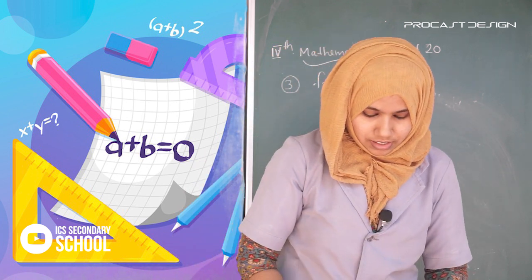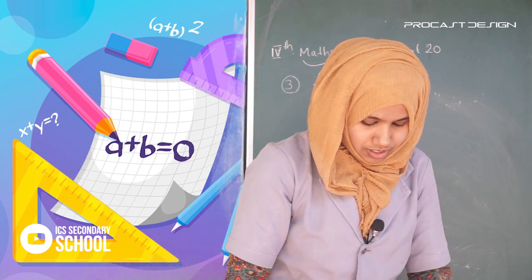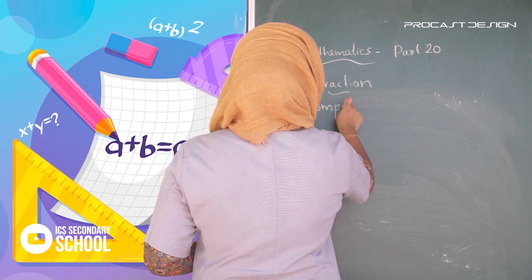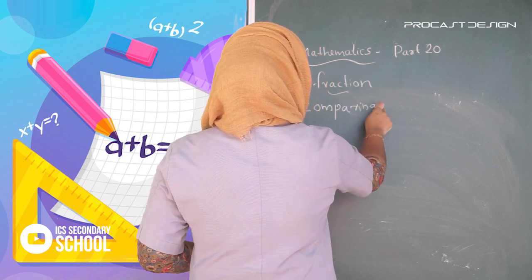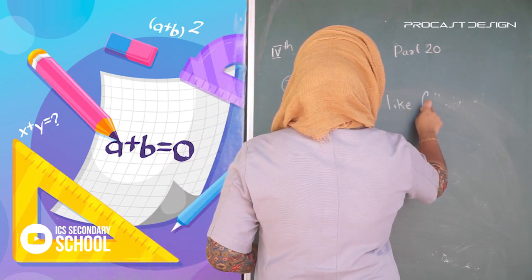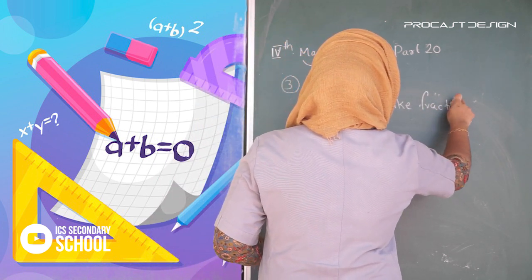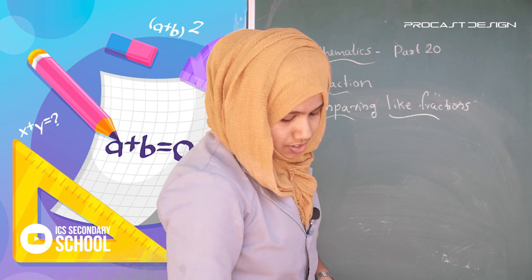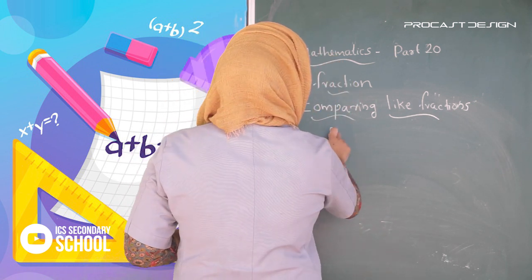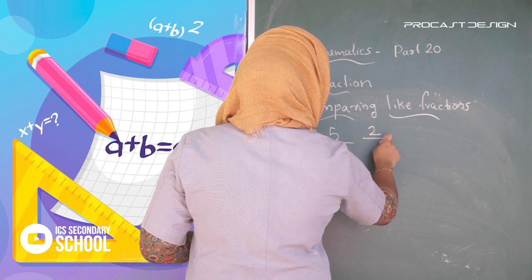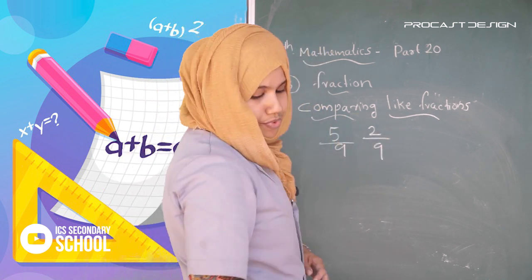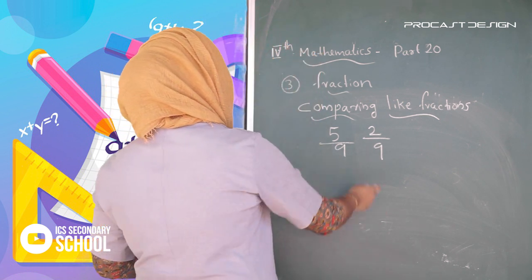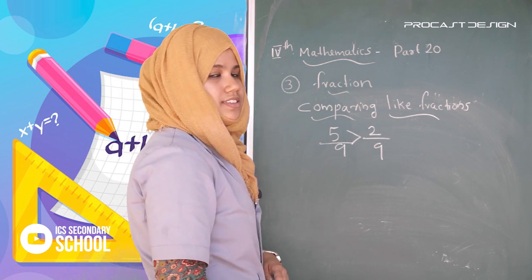Our next topic is comparing and ordering fractions. Comparing like fractions. Okay, here 5 by 9 and 2 by 9. Which fraction is greatest? Yes, here 5 by 9 is greatest.